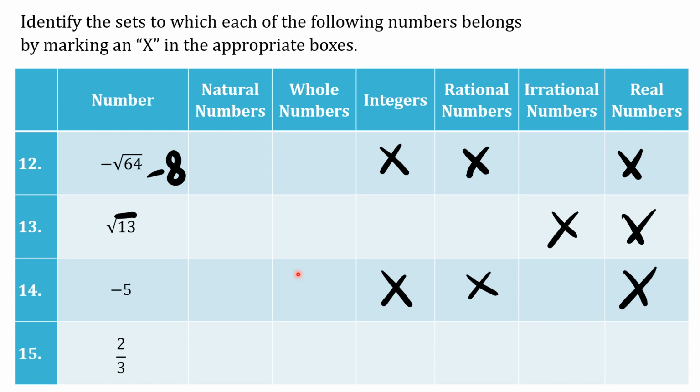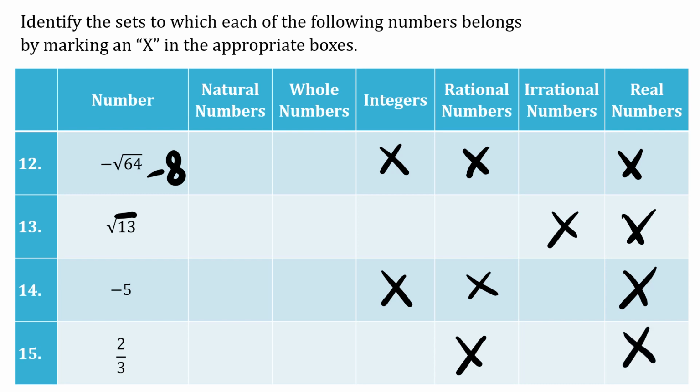All right, so 2 over 3. 2 over 3 is not a natural number, not a whole number, not an integer. Those aren't allowed to have fractional or decimal parts. But it is rational. It's rational because it's an integer divided by an integer. 2 is an integer, 3 is an integer. So it is rational. It's not irrational, but it is real.